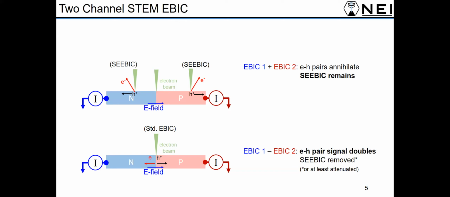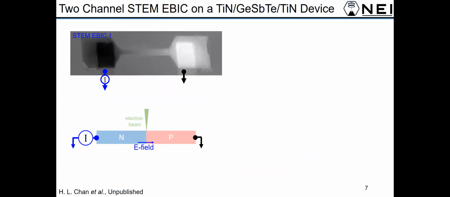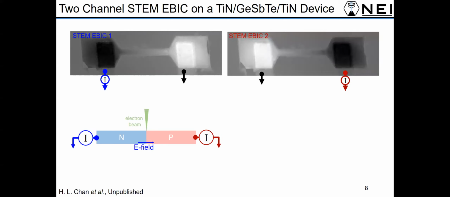Now I'm going to show a very quick example just to prove that this works and that it works well. This is a strip of GST between two titanium nitride electrodes, and this is some unpublished work from Andy Chan at UCLA. If we connect an amplifier to the left electrode, we can see some bright and dark signal at each of these interfaces, which is presumably from the Schottky barrier at the metal-semiconductor interface on both sides. If we connect to the right electrode, we can see something that approximates an inversion of that signal.